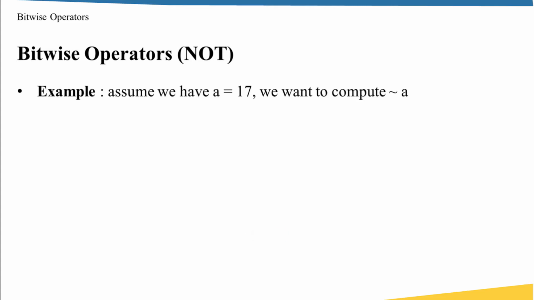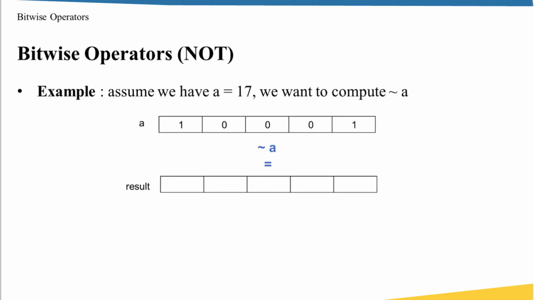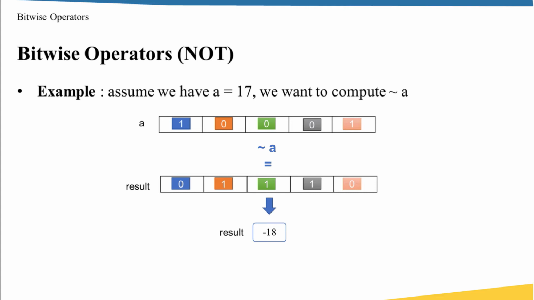Assume I have also A equal to 17, and I want to calculate NOT A. How am I going to do that? First of all, I will convert A into the binary system, which is 1, 0, 0, 0, 1. Then I will start to do the calculation. As we know, NOT inverts the bit value. So if I have 1, I will get 0. If I have 0, I will get 1. So NOT 1 is 0, NOT 0 is 1, 1, 1, and 0. Now I will convert the result back into an integer, so it's very straightforward.